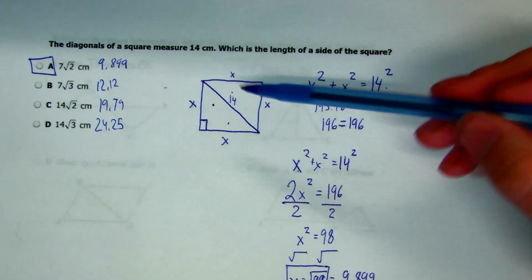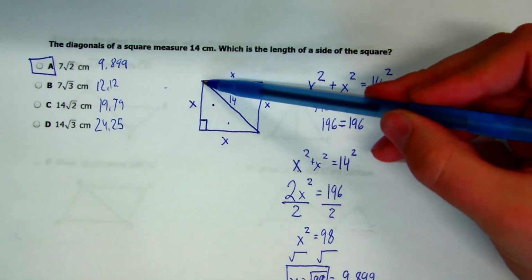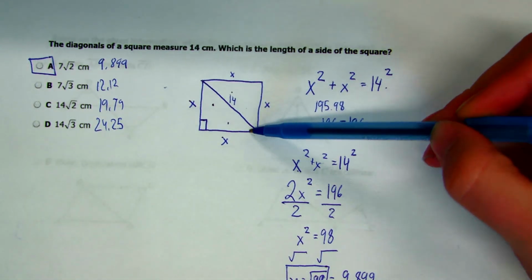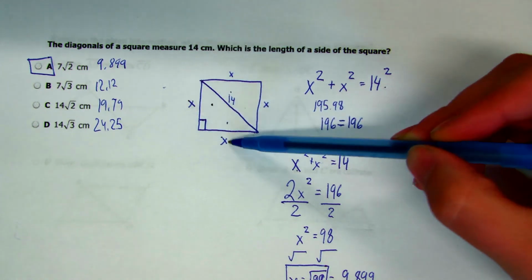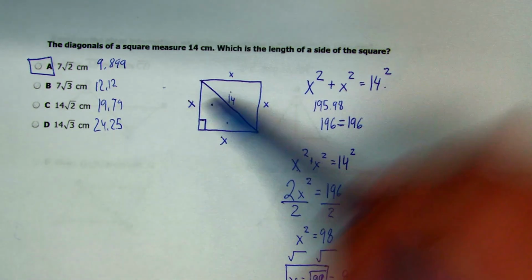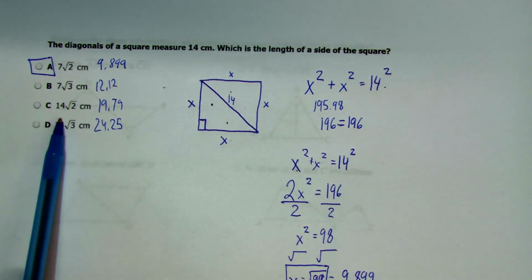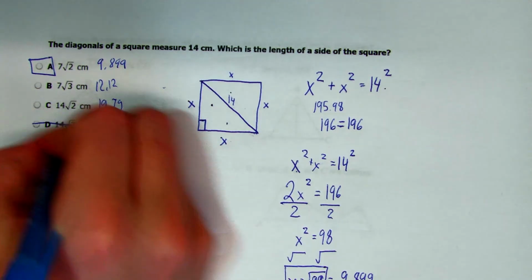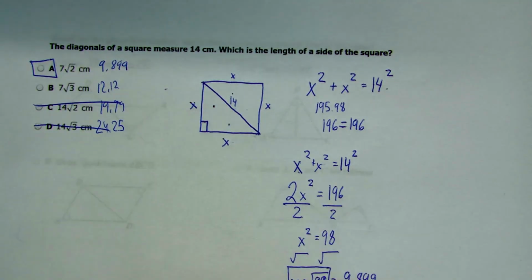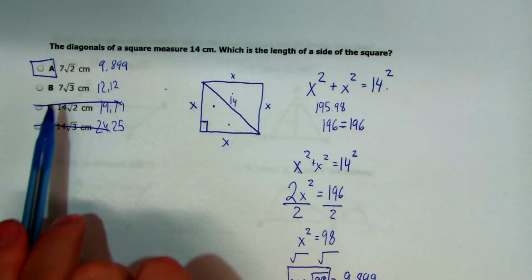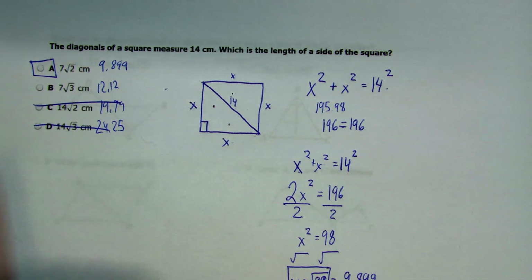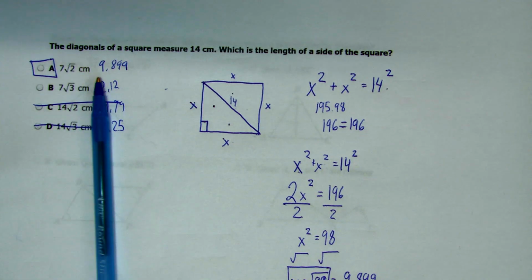If you look at our picture, 14 is the hypotenuse of a triangle, which means the sides, my x's, have to be smaller than 14. So looking at your answer choices, C and D are both numbers that are bigger than 14, so we can't use C or D, and we really were picking between A and B. Those are the only two even candidates for the right answer. We're looking for A, 7 square root 2.